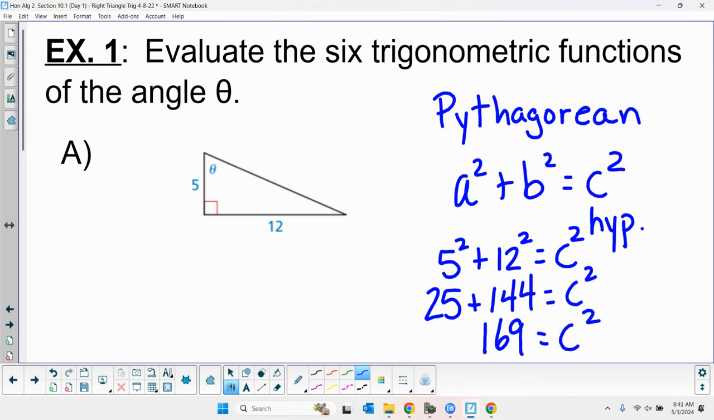And then what do I got to do to figure out the length of that side? C squared is 169. So what is C? What do I have to do? Square root, right? And that comes out to 13.